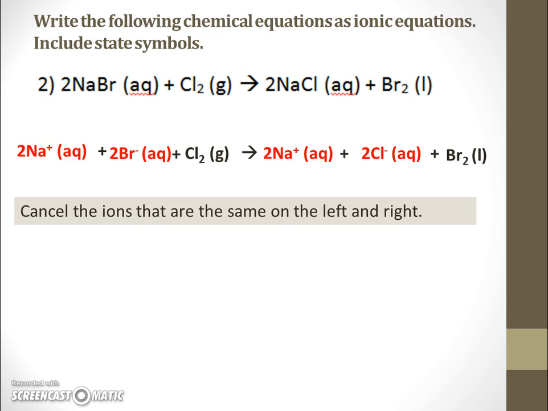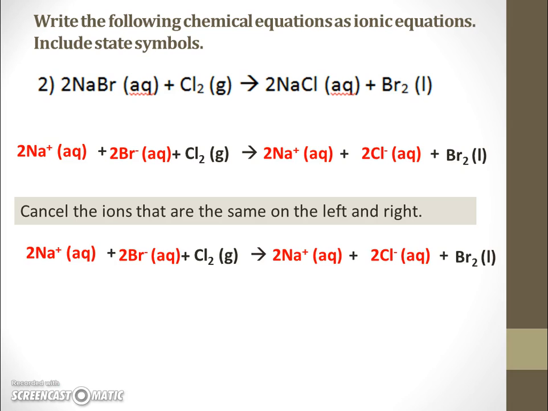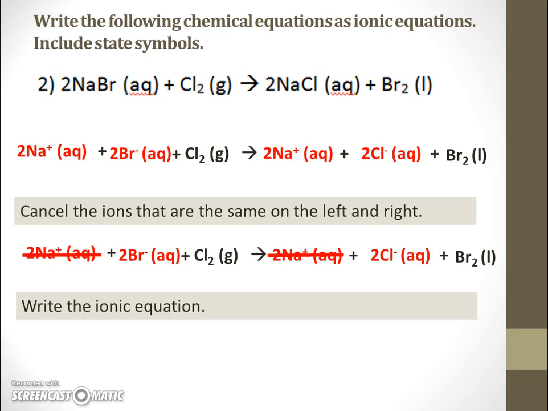So now you try, cancel the ions that are the same on the left and on the right. Okay, you can pause, cancel it, and then check if you got the correct answer. So press play once you want to check. So you should have cancelled this. Then write your ionic equation. Again, you can pause, write the equation down, and check your answer. You can press play when you want to check your answer. So this is the ionic equation for question 2.